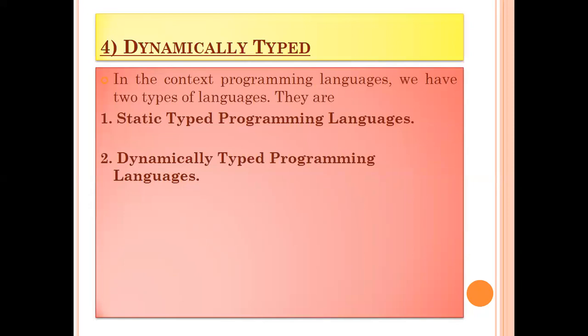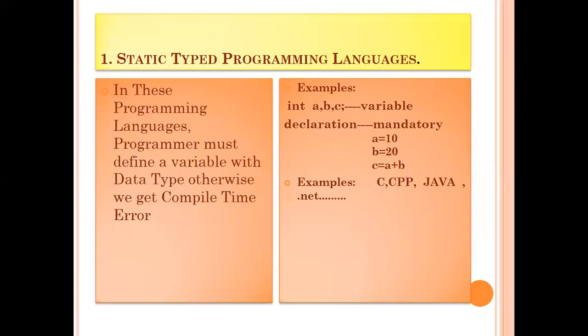So now, the fourth feature is dynamically typed programming language. I have told you we have two types of programming language: one is static type and second is dynamically typed. Now, what is static type? Java is a static type language where we need to mention what type of variable it is. Like, I've given an example here: int a, b, c. Here, declaration of variable is mandatory. Like a is 10, b is 20, c is a plus b. So what is this? This is an integer value. So declaration is mandatory here.